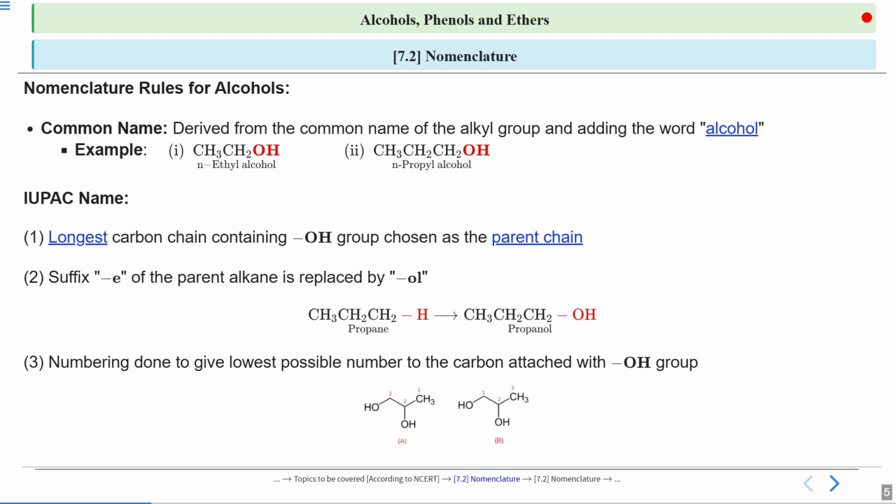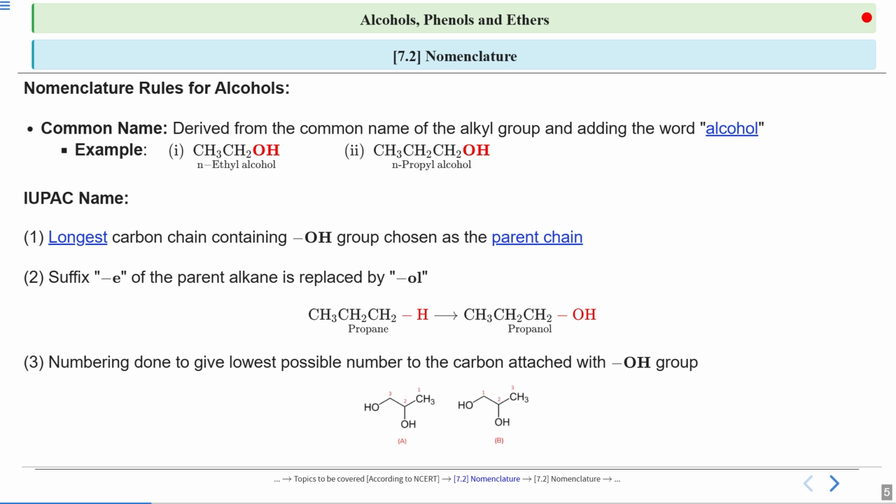For example, we have these compounds here which depict the numbering of the carbons, and you can see structure B is the preferable one because it has 1 and 2 as the numbering of the carbon which is attached to the hydroxyl group. Whereas in structure A, the carbon attached to the OH group has the numbering 3 and 2, which are comparatively larger numbers.